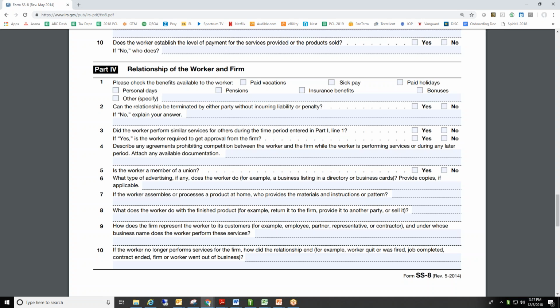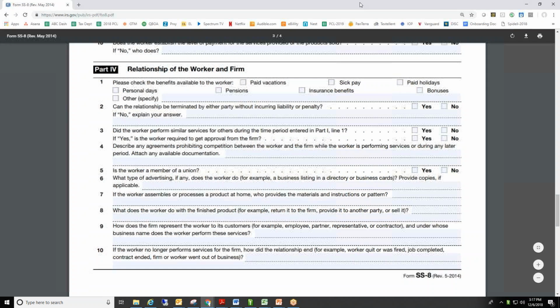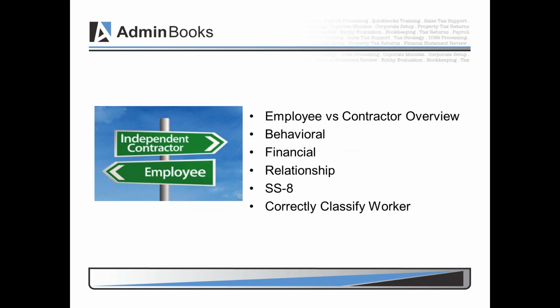So not only did he classify the worker correctly, but he didn't have a watchful eye on the business license and kind of defaulted on that and then had to pay penalties on it. So make sure you keep track of all of that.